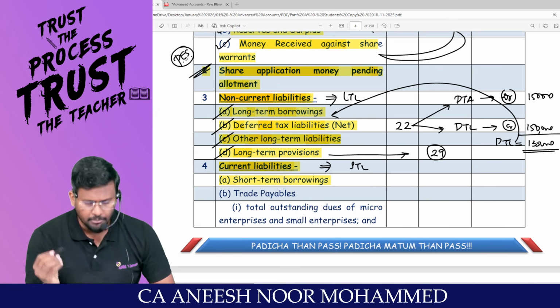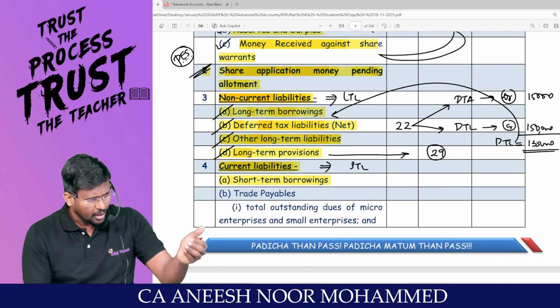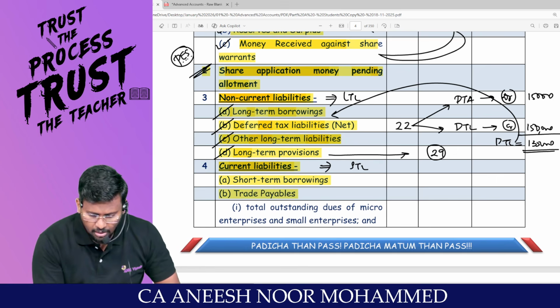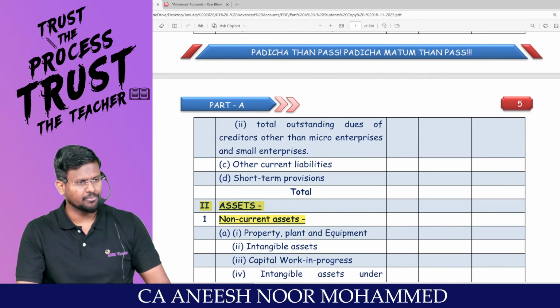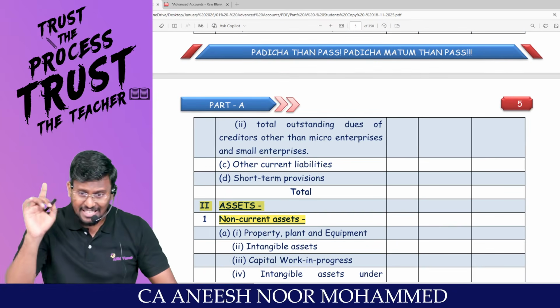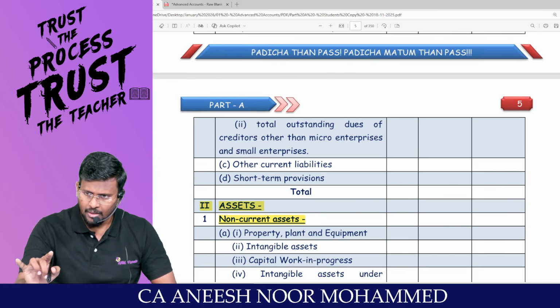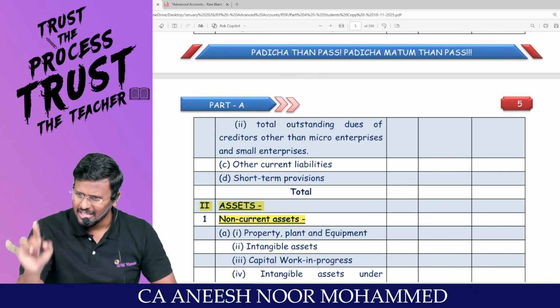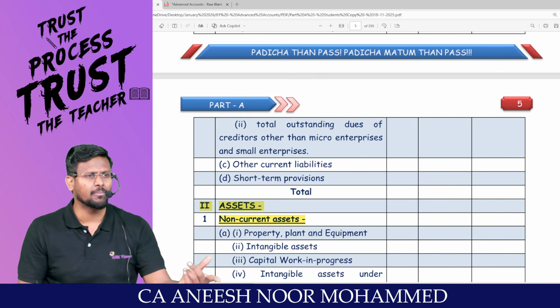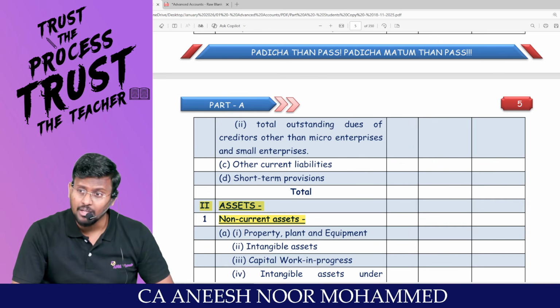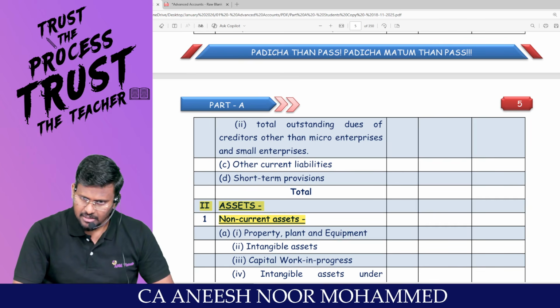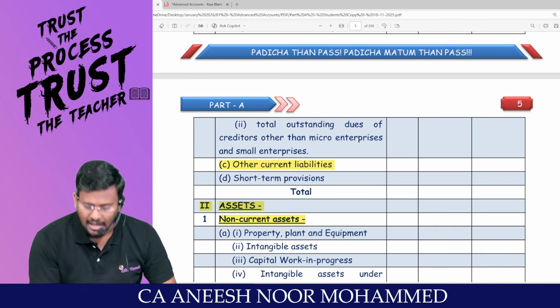Other long-term liabilities. For current liabilities, trade payable is the next one, and we have to present the trade payable. That means instead of deferred tax liability net, we have to write trade payable. What was the third one? Other long-term liabilities. Here, other current liabilities.